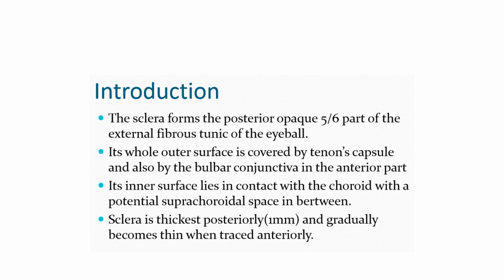Its whole outer surface is covered by Tenon's capsule and also by the bulbar conjunctiva in the anterior part. Its inner surface lies in contact with the choroid with a potential suprachoroidal space in between. So, there is a layer of sclera. Just beneath the sclera there is choroid, and between sclera and choroid there is a potential space which is called suprachoroidal space. Sclera is thickest posteriorly and gradually becomes thin when traced anteriorly.